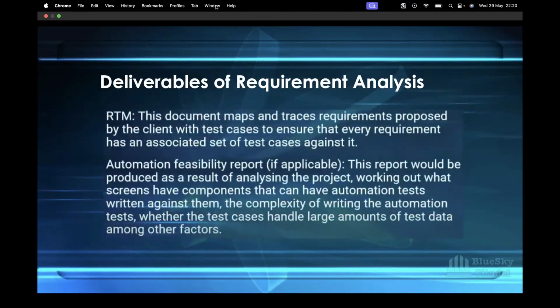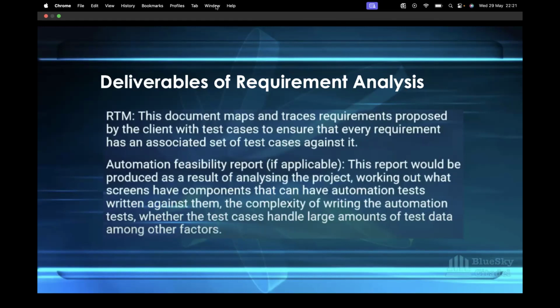So the deliverables of requirement analysis include the requirement traceability matrix, which is RTM. You can jot that down, RTM. This document maps and traces the requirements proposed by the clients with test cases to ensure that every requirement has an associated set of test cases against it. I think I've explained this earlier. Using your traceability matrix will help you have a clear and in-depth understanding of the project, because having your requirements in your traceability matrix as well as your test cases will help you keep track of the progress of your testing. This will also ensure that you've covered everything that you're meant to test as a tester.